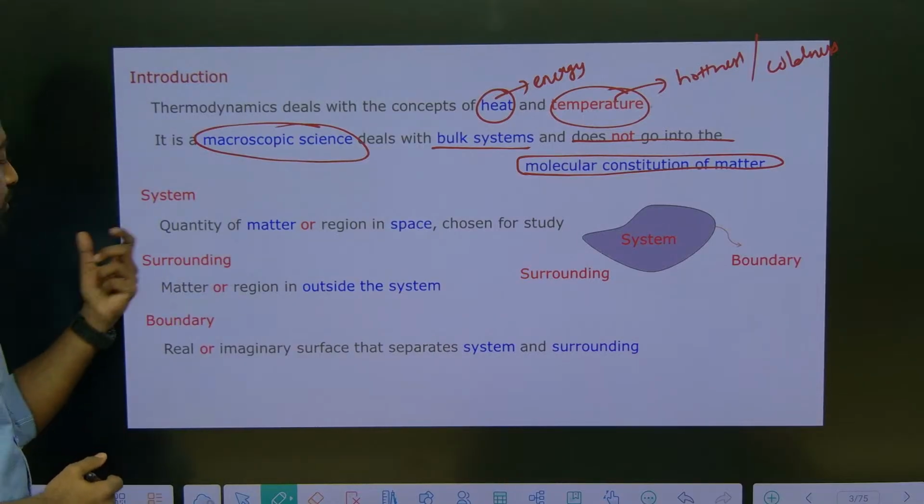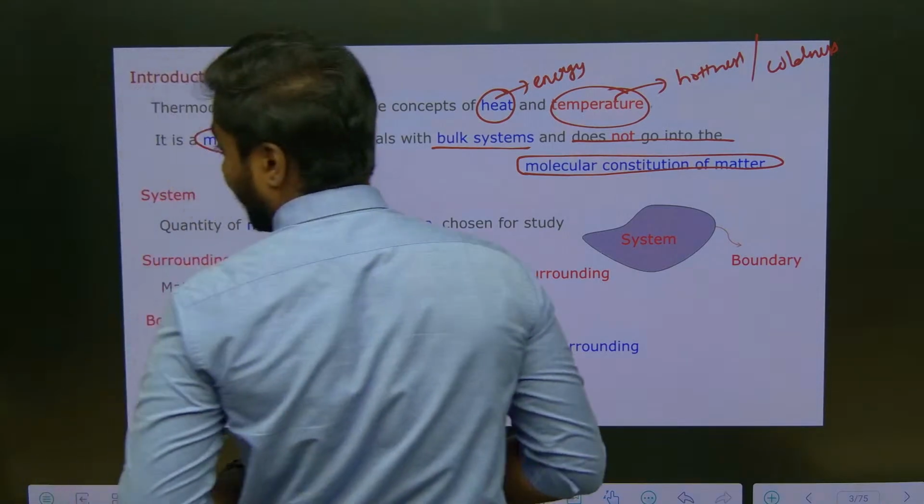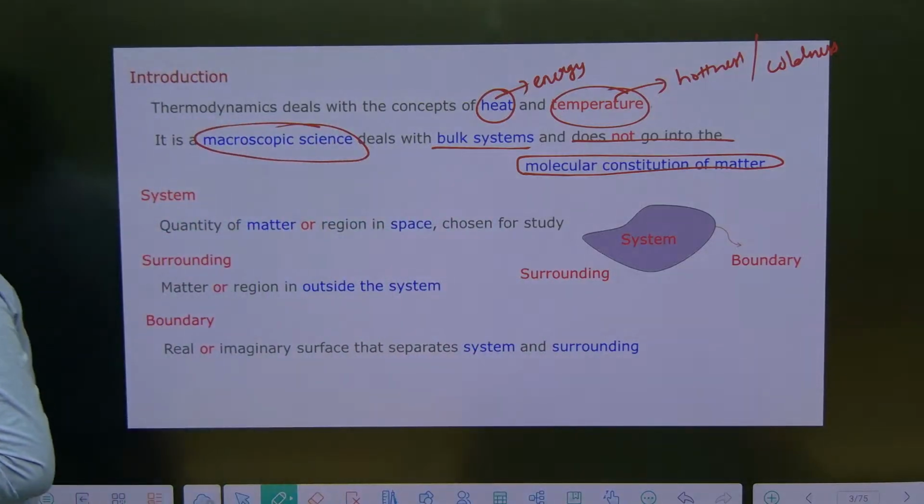Now, what is the meaning of system, surrounding, and boundaries? I guess the camera is clear now. The camera is clear, so yes.